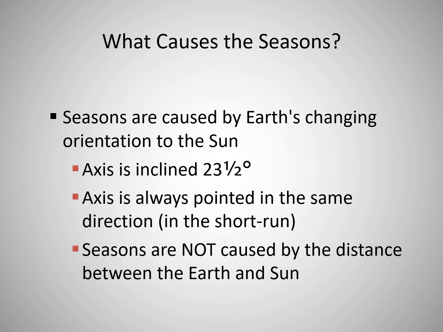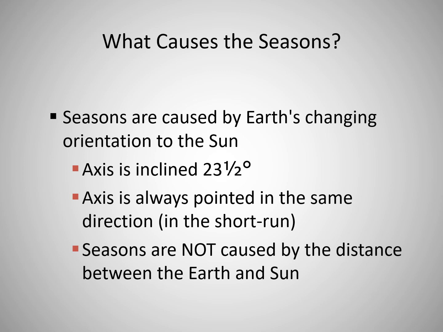Okay, so I'd write down these first 3 bullets here, all right? So why do we have seasons? It's because the Earth is revolving around the sun, and therefore its orientation to the sun is changing, and we are going to have some diagrams to try and illustrate that.